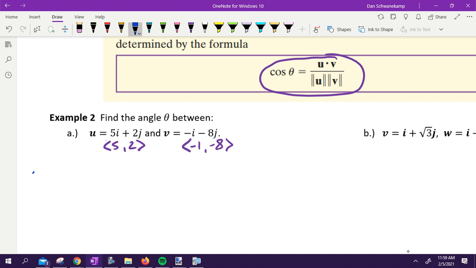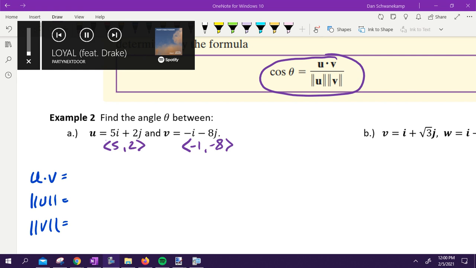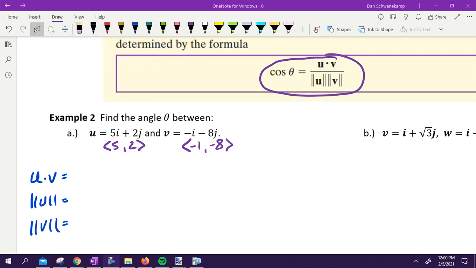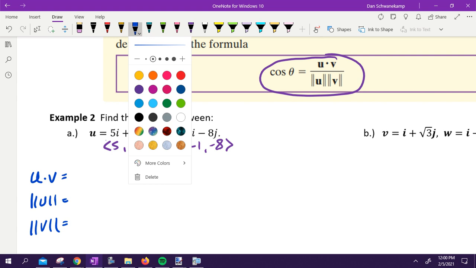So the first thing we should do is find the dot product. And then we could find the magnitude of u. And then we would need to find the magnitude of v. Go ahead and try to find those three things. All right, so we set this thing up. We're finding u times v. What did you do here to find u times v?